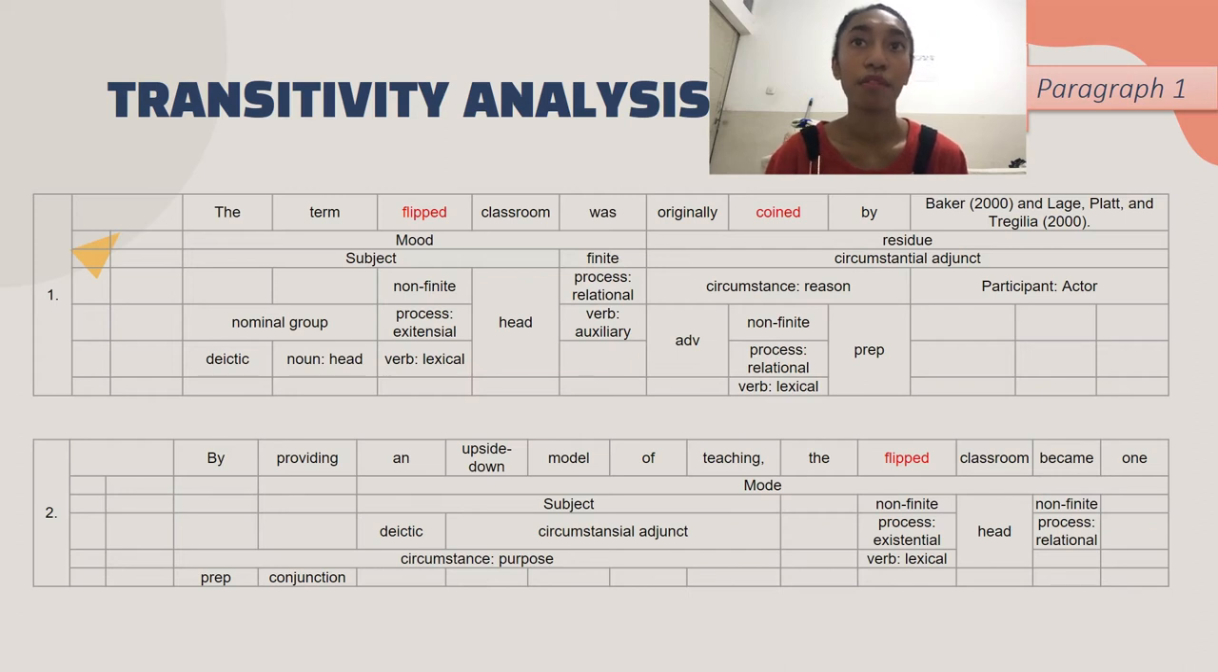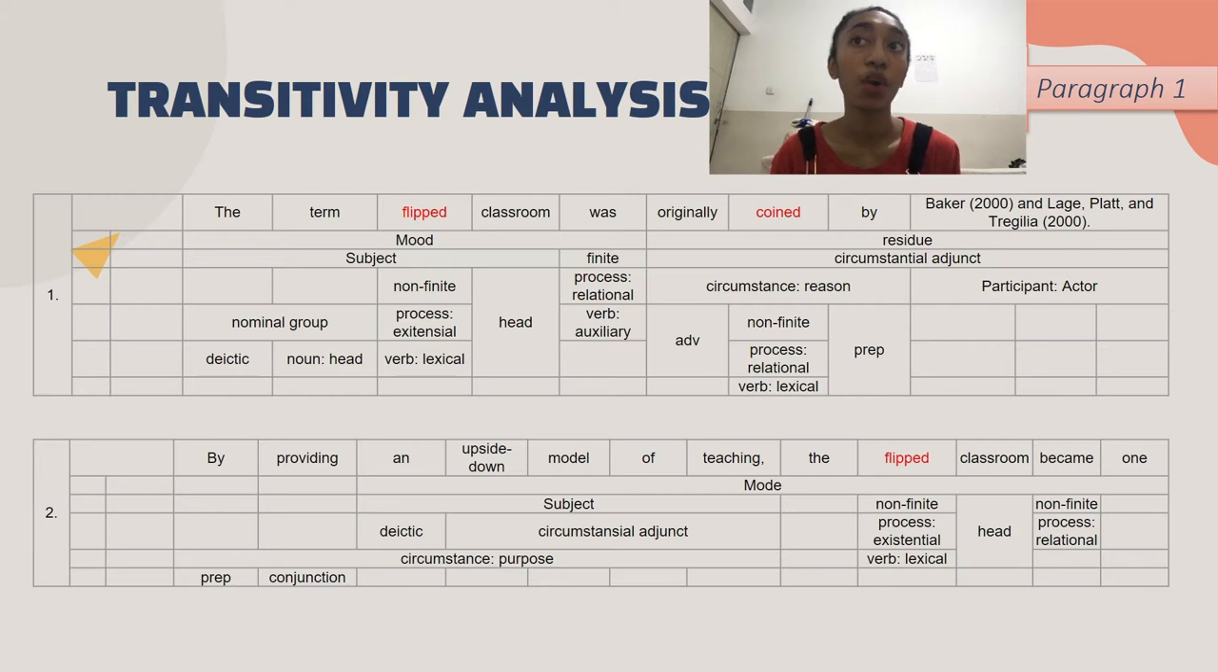The term flipped classroom is a subject, and was, because it is a past tense verb, it is finite. And then the subject is from flip, which is non-finite, the process is extensional, and then the verb is lexical. Classroom is a head, and then the term is a nominal group, which contains the deictic, and term is the noun head.